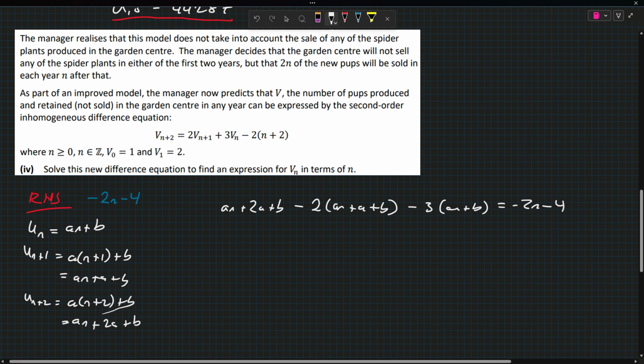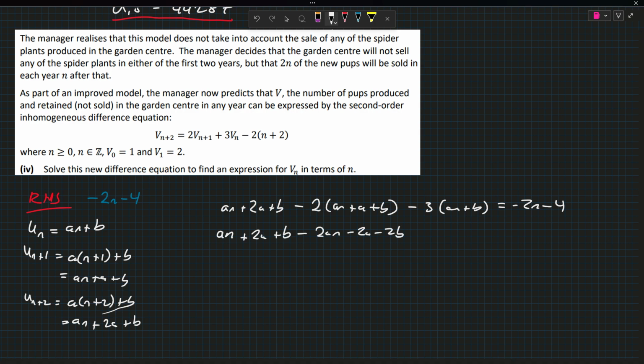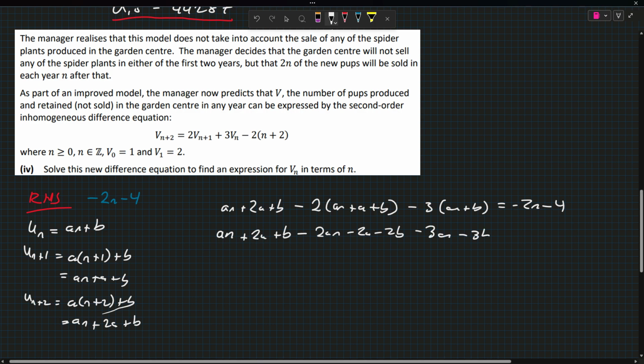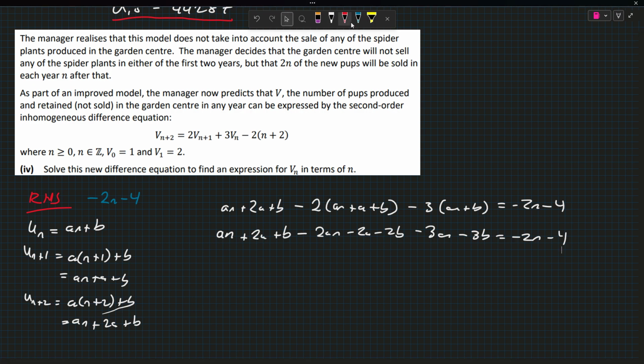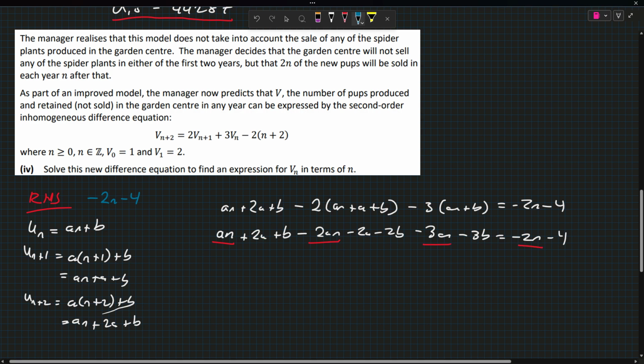Now, we're going to expand this out. So we have an plus 2a plus b, minus 2an minus 2a minus 2b, minus 3an minus 3b is minus 2n minus 4. Now, we're going to have to compare coefficients here. So we have an n here, an n here, an n here, is equal to n, and then the rest, a, b, which is b, to 4.